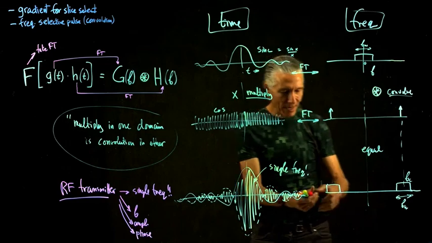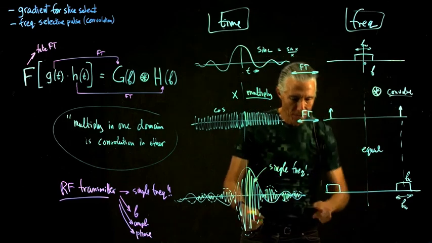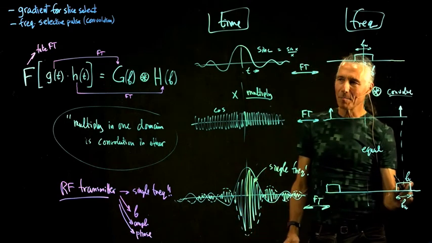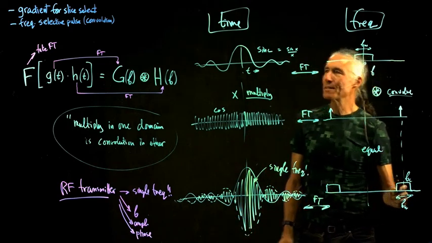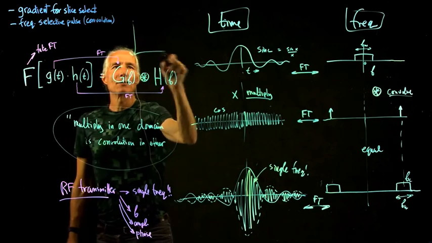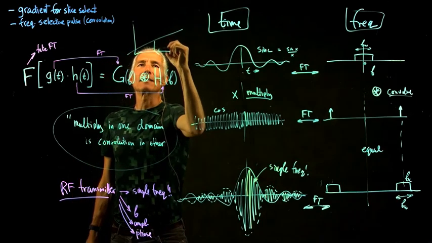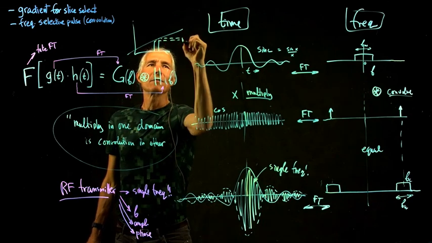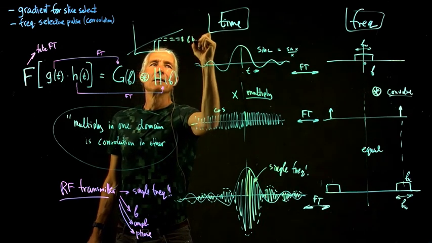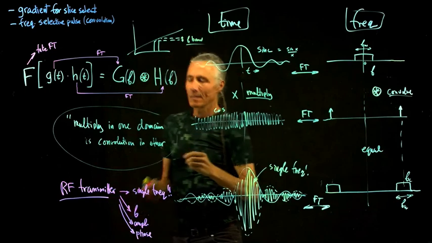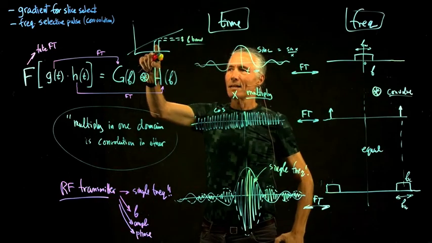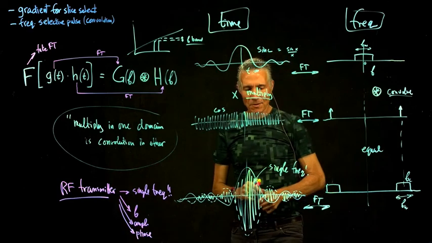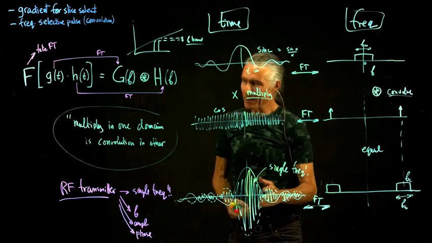And then that Fourier transforms. So here's our Fourier transform. Amazingly, that Fourier transforms to a frequency band, which is exactly what we need in order to basically select a slice. So that corresponds to our little frequency band here. So that we can then essentially activate just one slice. So it's hard to believe, but that's actually the way the MRI works.